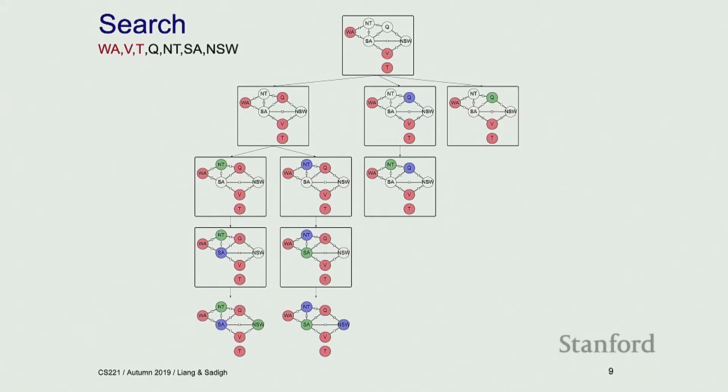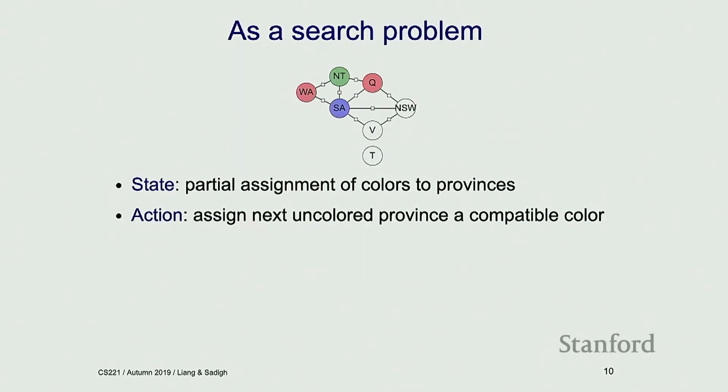How about I choose Queensland to be green? Same story. NT has to be blue. SW, I don't really have a solution for it. Okay, so this was just going through this example, assuming that it's a search problem, where I have states that represent partial assignments, and I'm going to pick actions, and the actions just give a coloring to some next variable. So the state is a partial assignment of colors to provinces, and the action I'm going to take is to assign the next uncolored province a compatible color.